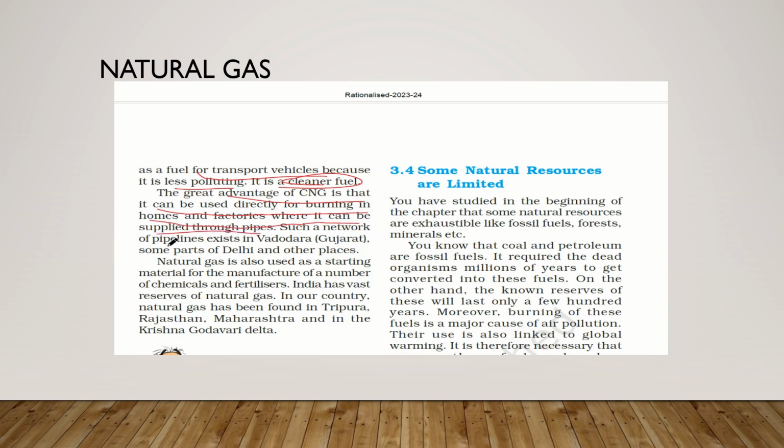Such a network of pipelines exists in Vadodara, some parts of Delhi and other places. Natural gas is also used as a starting material for the manufacture of a number of chemicals and fertilizers. India has vast reserves of natural gas. Where is it found? Mainly Rajasthan, Maharashtra, Tripura, and the Krishna-Godavari Delta region. So this is what natural gas is. Now we will look at the uses of natural gas in the next slide.